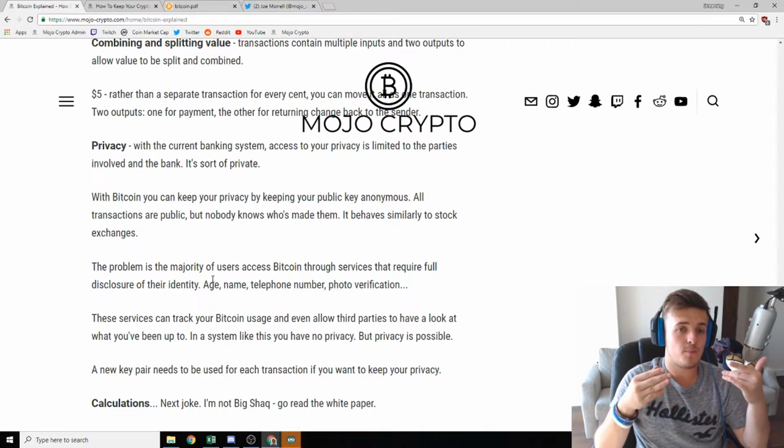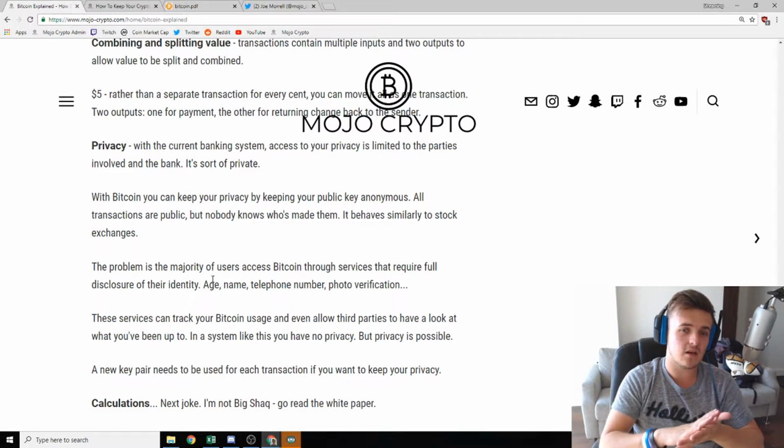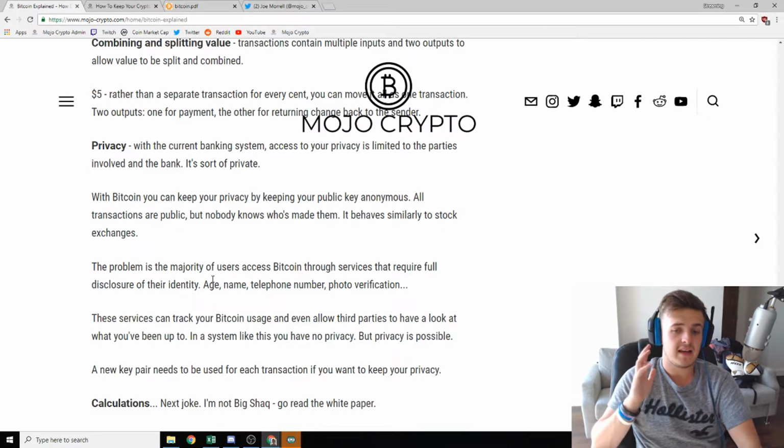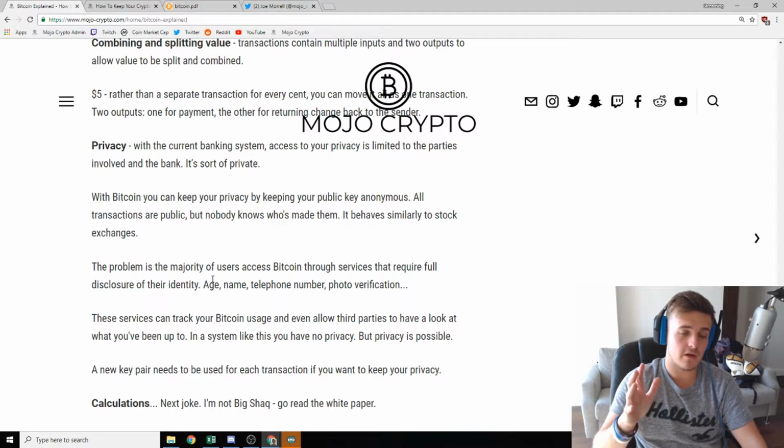So it is possible to stay private with Bitcoin, but you just can't use one of these easy services that make life easier. So you'd have to use old school things or exchanges that don't require ID verification, basically. So that's how that is. So privacy is possible. That's important to know, that privacy is possible, but you just can't use some of these services that take that privacy away, because they can look at what you're doing and they can let others look at what you're doing.